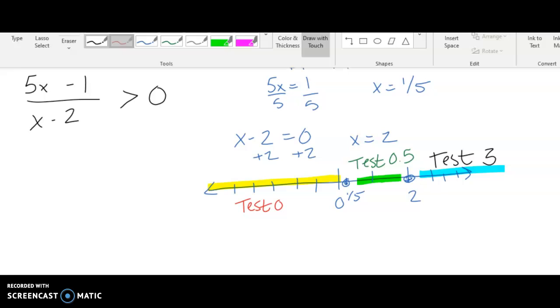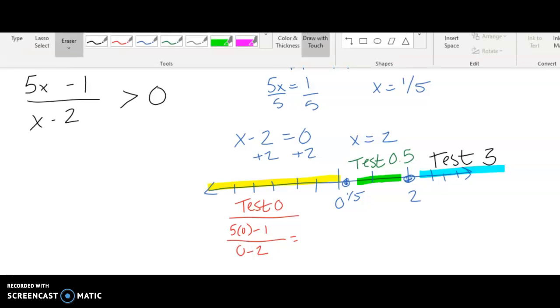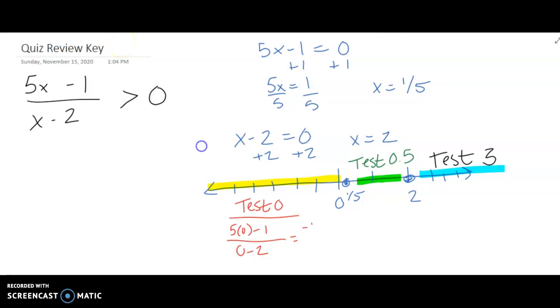So let's start with our test. So testing 0 here. I'm going to just do it right below test 0. So we've got 5 times 0 minus 1 over 0 minus 2. So 5 times 0 minus 1 is going to give us -1 over 0 minus 2, which gives us -2. -1 over -2 becomes positive 1/2. 1/2 is greater than 0. So this is a section of our inequality.